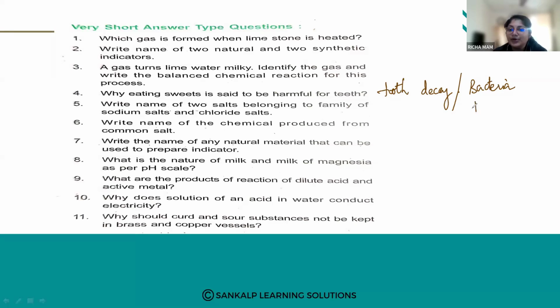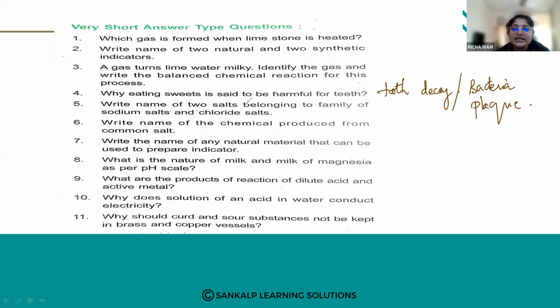Then due to plaque formation also, whatever sugar is there in your mouth will combine with the saliva and bacteria and form a plaque on your teeth. The enamel will get dissolved by this plaque, and due to that, more cavities will be formed. So how do you protect your teeth from decay? You have to brush your teeth soon after eating anything.